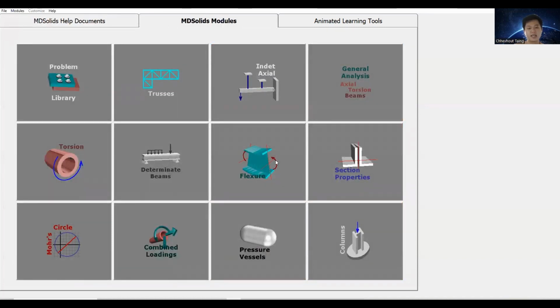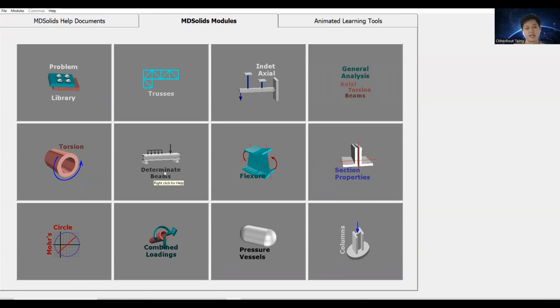As you can see, there are many modules, and I divide them into two main features. The first one is the problem library. The second one is the rest of the modules. The rest of the modules essentially allow you to create structures or create problems that you want to solve.